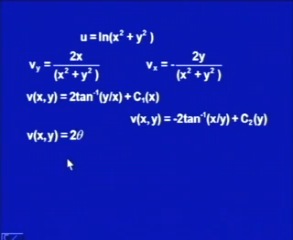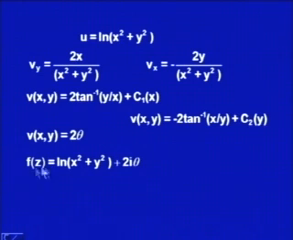So, once we have obtained V(x,y) equal to 2 theta, I can write down the analytic function f(z) as ln(x square plus y square), the real part, and this is the imaginary part, so it is 2i theta. So, my analytic function is this.